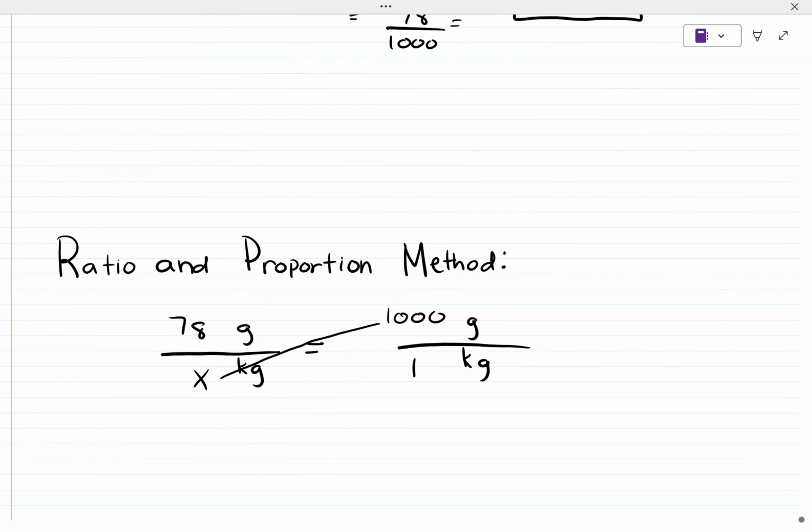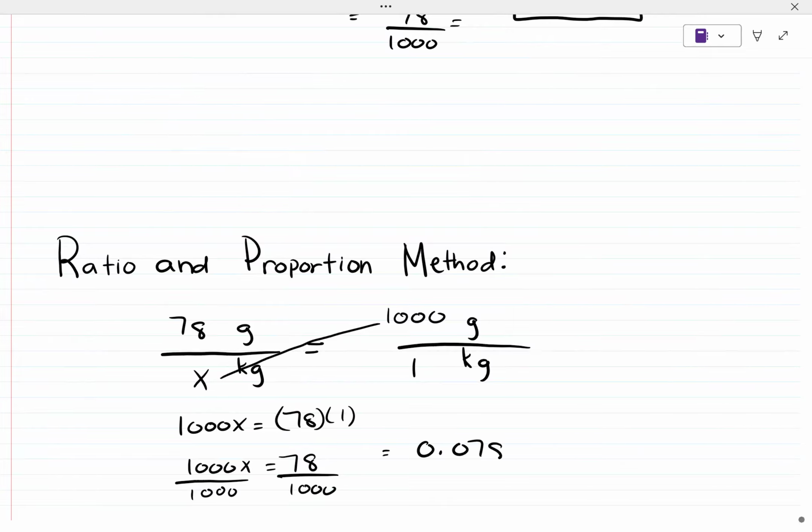So 1,000 times x is 1,000 x. And then what's 78 times 1? And then solve for x, you're going to divide this by 1,000. And you get 0.078.